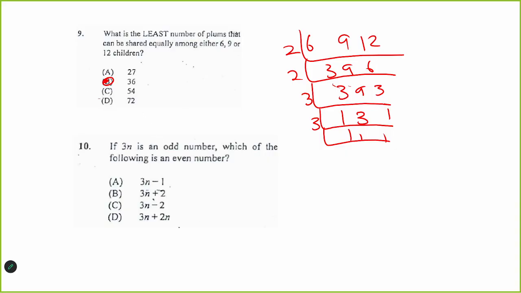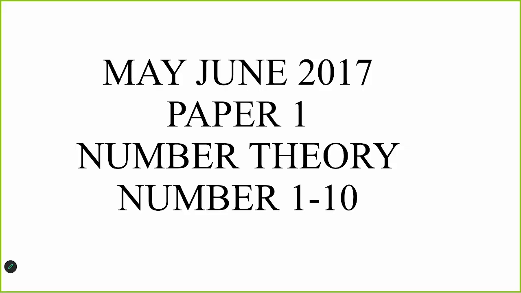Number 10. If 3n is an odd number, which of the following is an even number? You'll have to subtract 1. If you take an odd number and subtract 1, you will always get an even number. So the answer is E.